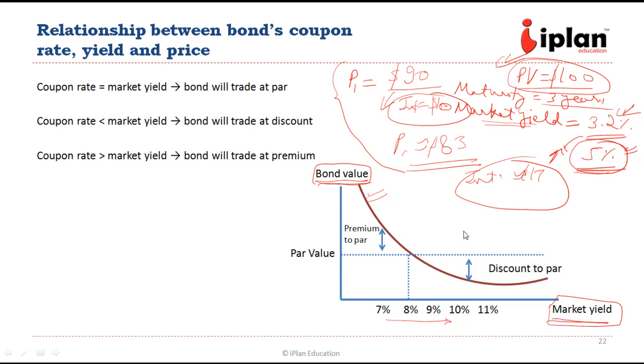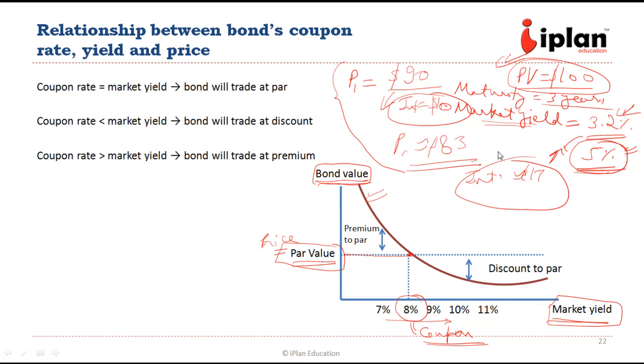So now let us look at a specific case. At this point, the market yield becomes equal to the coupon being paid on the bond. So at that coupon rate, the price of the bond, or the value of the bond, is going to be equal to the par value.